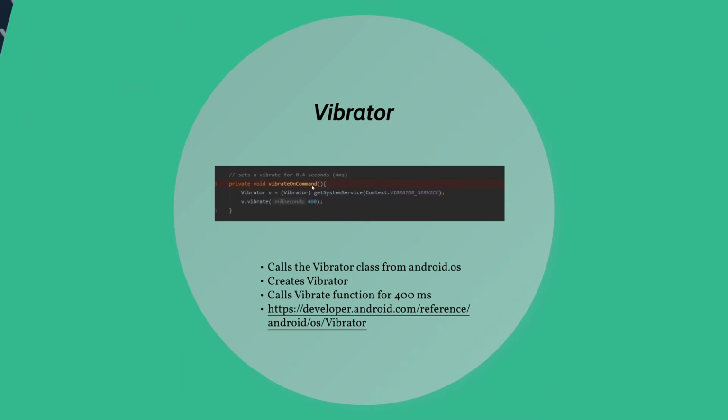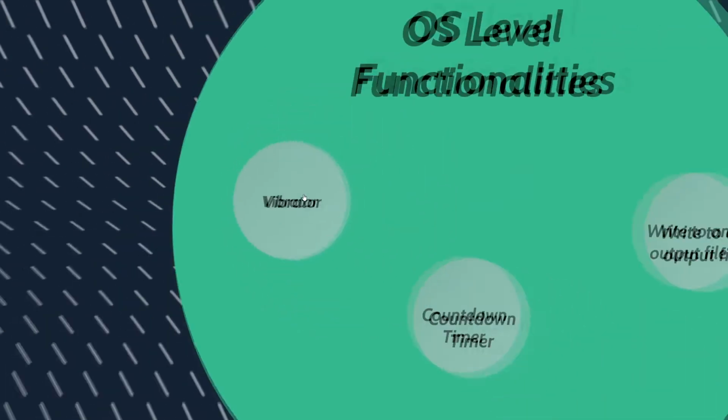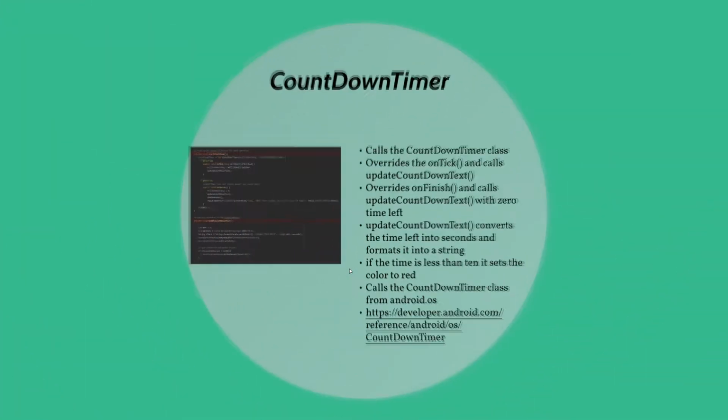So the vibrate on command, this is the vibrator. It calls it from Android.os from this page here, and all it does is it calls this Vibrator class and sets it to this vibrate function so that it vibrates. It's very simple. This countdown timer here is a little bit more complicated.